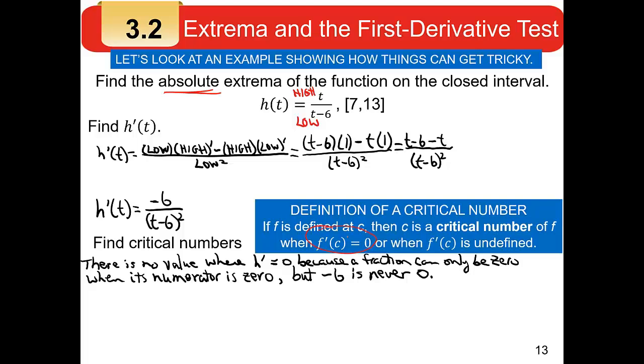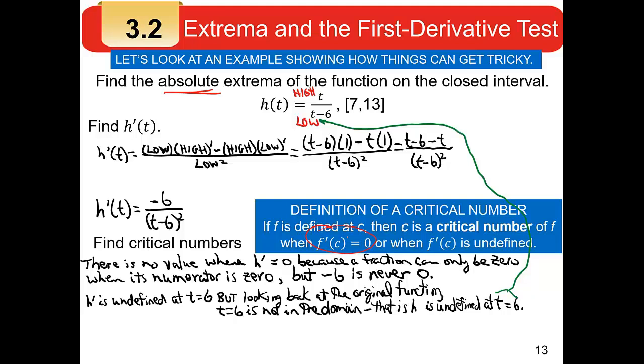How about the derivative being undefined? Well, obviously there is a place where the derivative is undefined. It's at t equals 6. But remember also that a critical number has to be in the domain of the function. It might have been worth noting just from the very beginning that you can't divide by 0, so there's no way you can let t be 6.